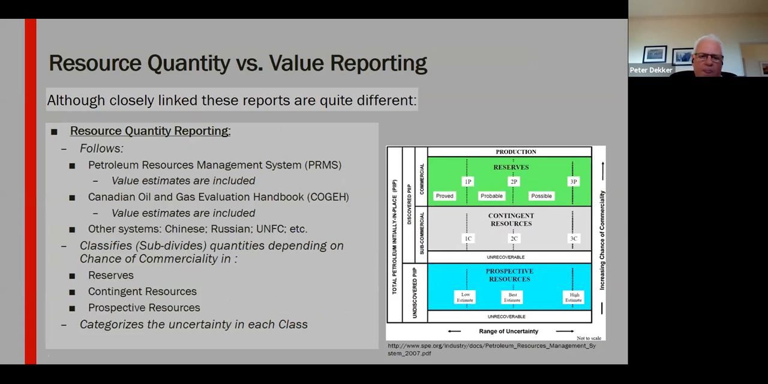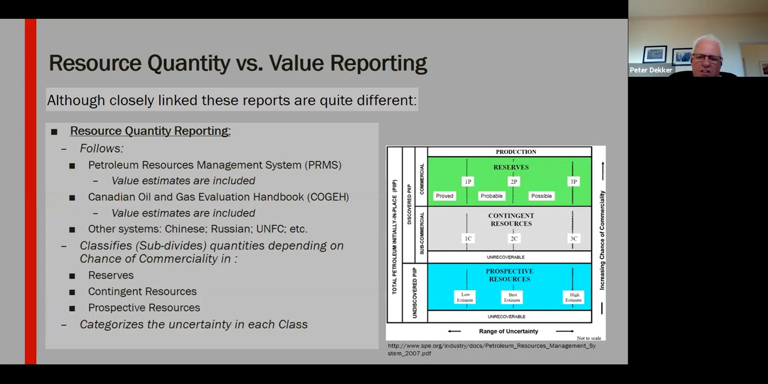Resource quantity reporting follows either the Petroleum Resource Management System, and I'm going to show you later how the system works. Value estimates are included in this PRMS system, so you have to have an idea about value, but it is on a lesser scale than in value reporting. There's another system called the Canadian Oil and Gas Evaluation Handbook that's mainly used in Canada, and there too value is included in the system. Other systems like Chinese, Russian, or United Nations systems, I'm not going to talk about these, but there are various systems used in the world. The most used system is, however, the PRMS, the Petroleum Resource Management System.